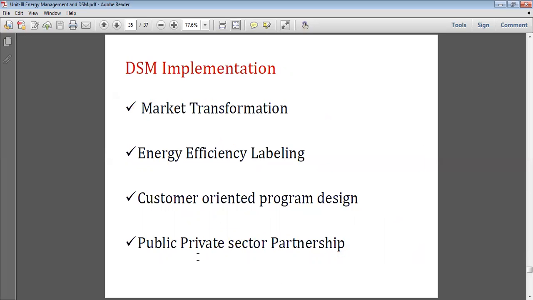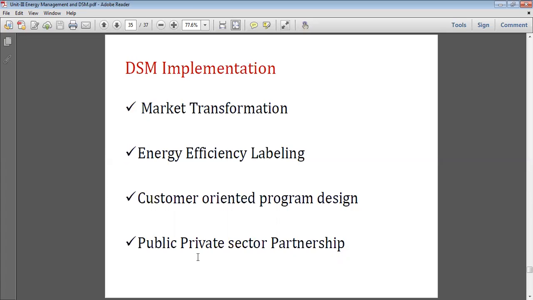Implementation can definitely be carried out through market transformation. This is the best way, to do it from the market itself. Nobody should sell non-energy efficient electrical gadgets, transformers, motors, pumps, refrigerators, ACs and so on. There should be energy efficiency labelings, and without labeling the product should not come into the market. So there is a ban on selling as well as production of such material. Such activity will definitely help in the implementation of demand side management.